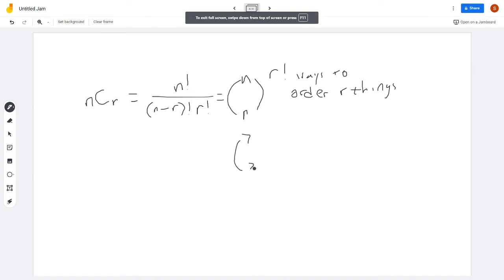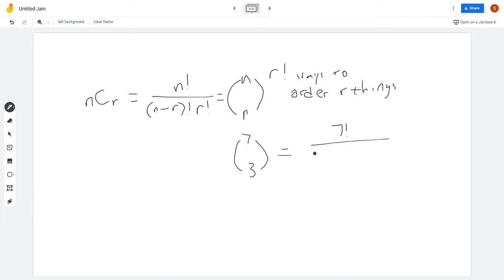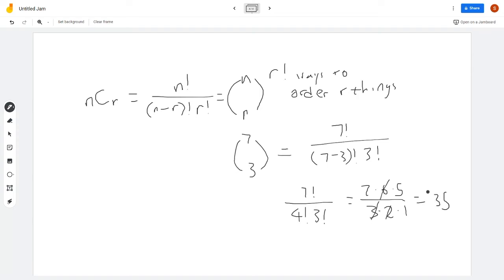So we would have 7 choose 3 like this. This is a notation that you will see a lot. And this is equal to 7 factorial divided by 7 minus 3 factorial, because we're choosing 3 items out of 7, times 3 factorial. So this is equal to 7 factorial over 4 factorial times 3 factorial. 7 factorial divided by 4 factorial is just 7 times 6 times 5. And we want to divide that by 3 factorial. So the 3 and the 2 will cancel out with the 6, so this is just equal to 35.